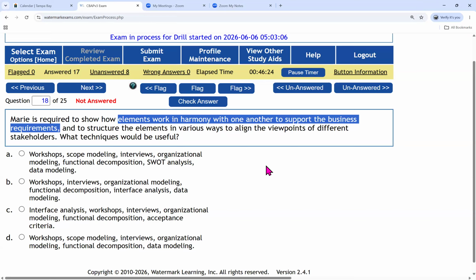Okay, business requirements validate. And so the techniques for that particular task. Let's see, we've got workshops in 3 of the 4 of them. Is workshops one of them? I'm sorry, they're in all 4. It's just not in the same order. Okay, so workshops is in all 4. Is scope modeling in there? I don't know. These organization functions, what's it?